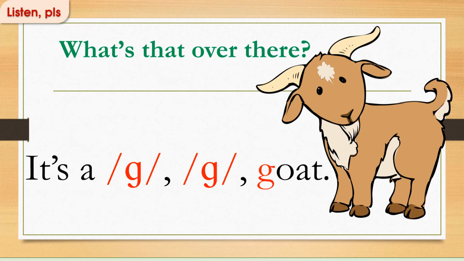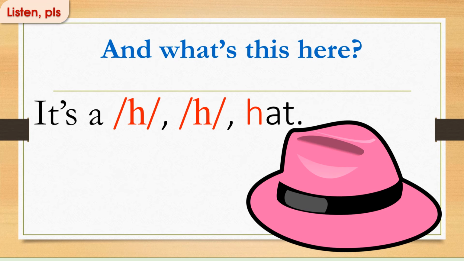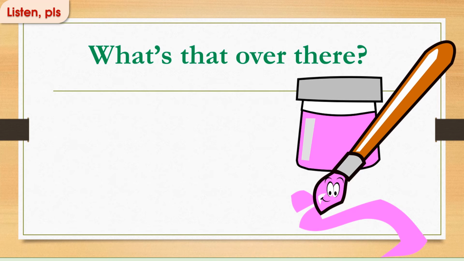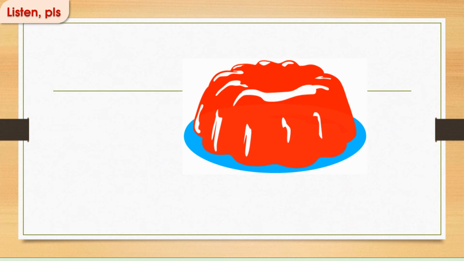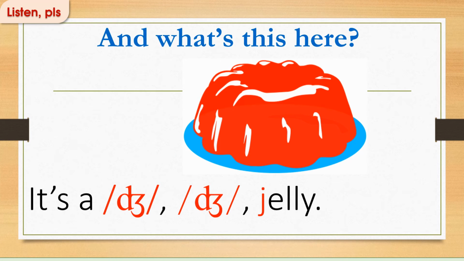It's a goat. And what's this here? It's a hat. What's that over there? It's ink. And what's this here? It's jelly.